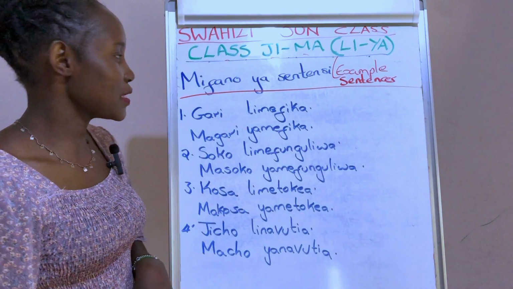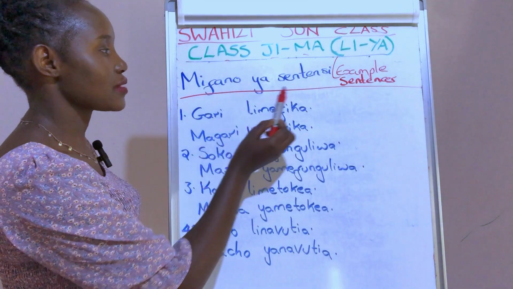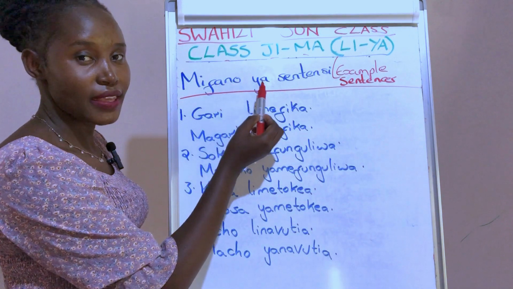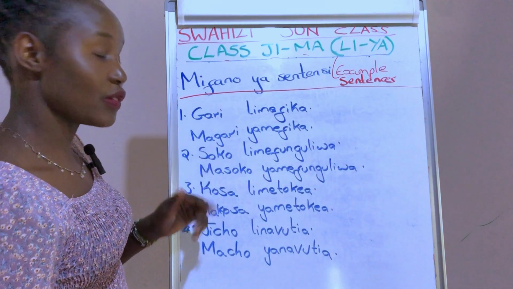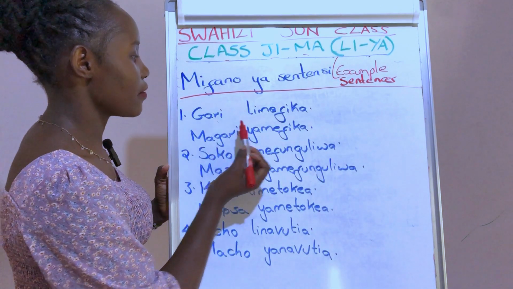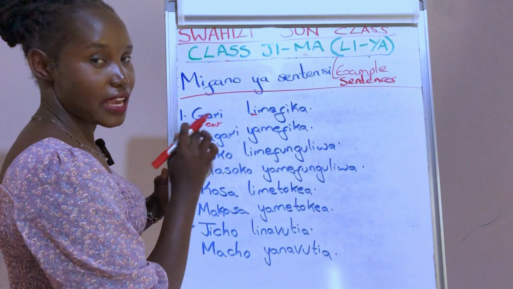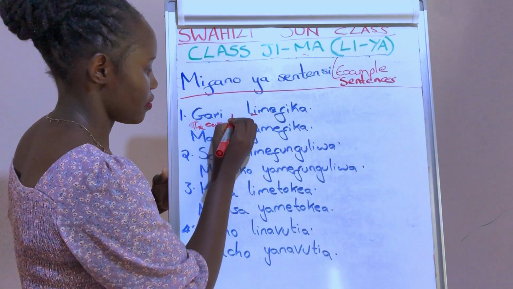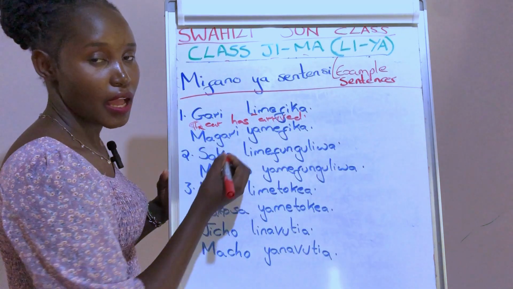So to our example sentences, and example sentences in Swahili we say mifano ya sentensi. So let's have a look at these examples and then we know how to apply it. The first sentence we have, gari limefika. This means the car has arrived. And in plural we say, magari yamefika.